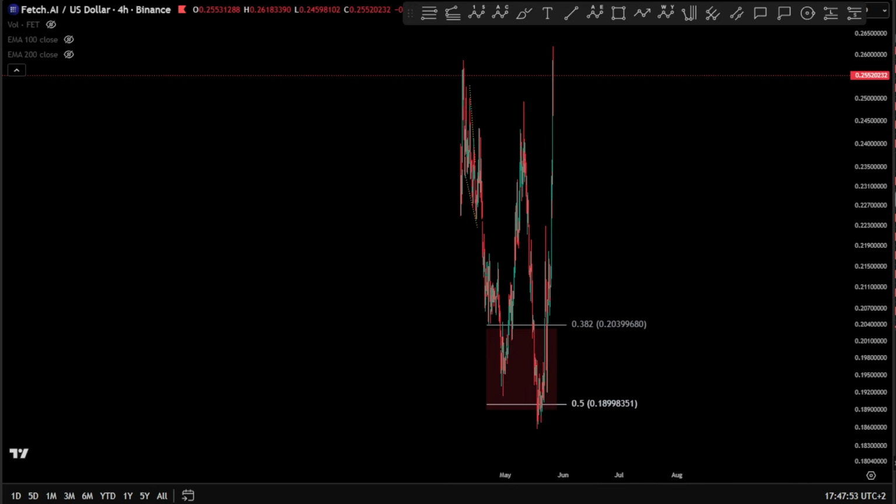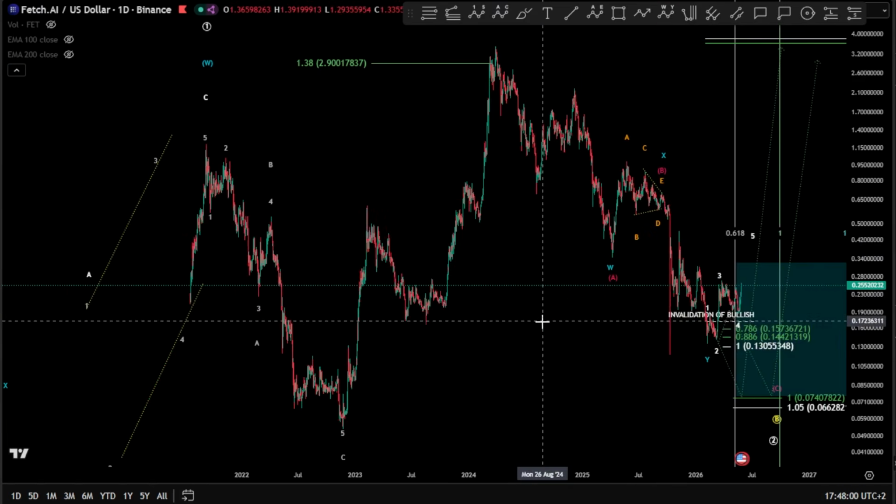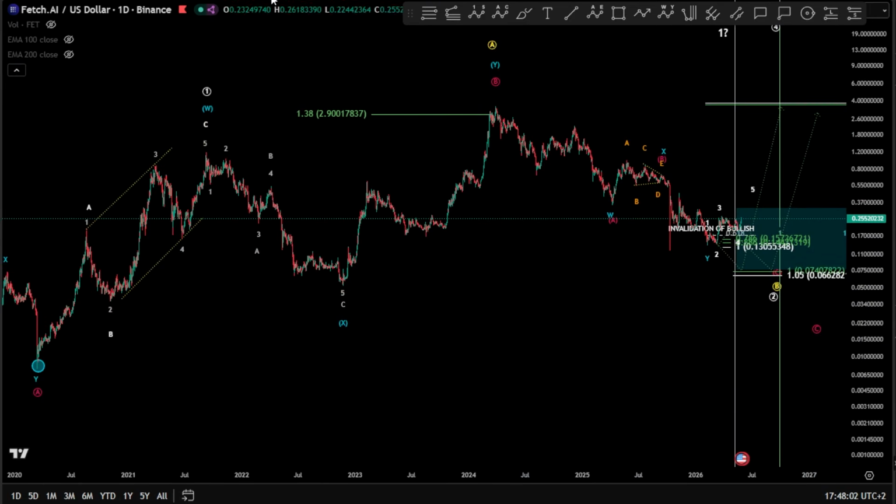Let's see FET as well. For FET, we are looking also for something interesting. The AI coins today are on the move and very intense.